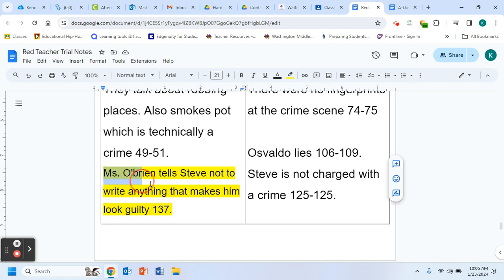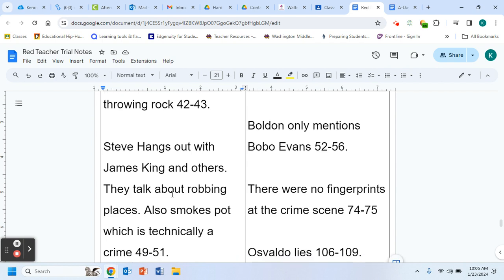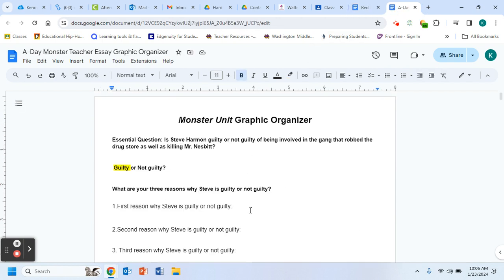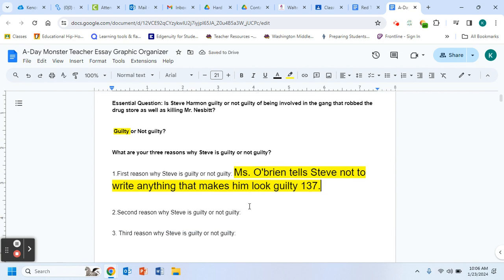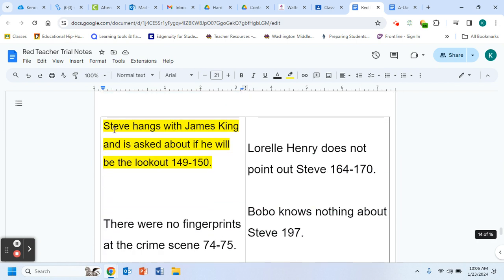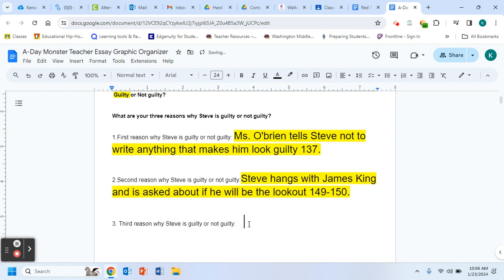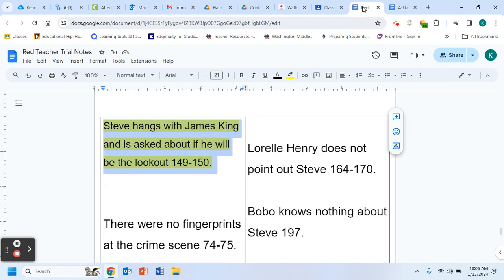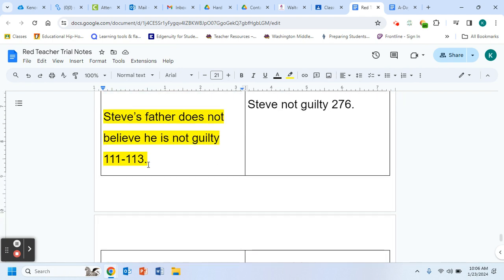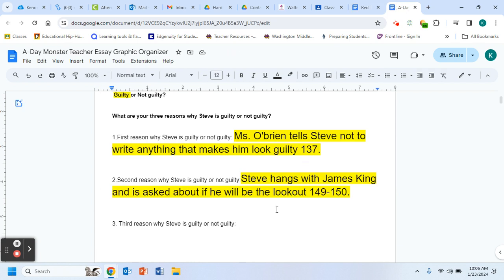Now all I'm going to do is simply copy and paste them and put them into my three reasons right here. Simple as that. Okay, and I go back to number 2. And then I got my reason number 3. Okay, and I put them right here.